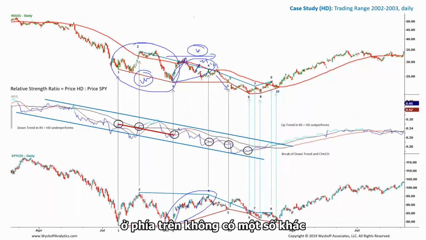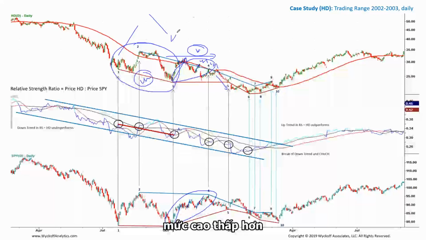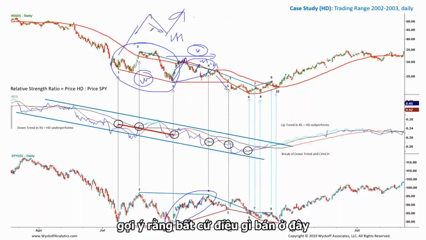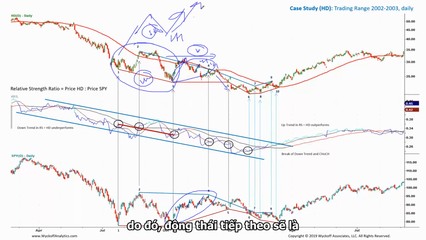No. There are some other stocks that are outperforming the market at point number 3. Those stocks could have lower highs, suggesting that whatever selling happened was not significant and the supply has been absorbed. So therefore, the next move is going to be much more favorable.